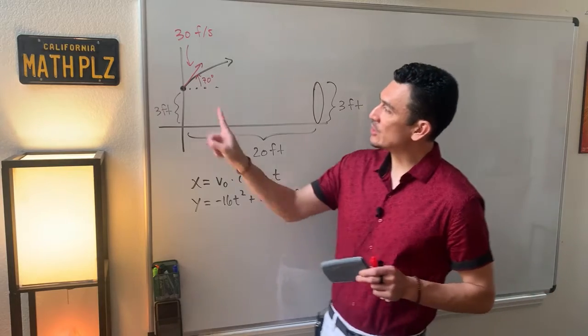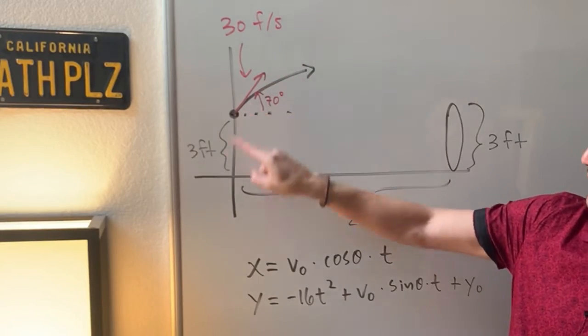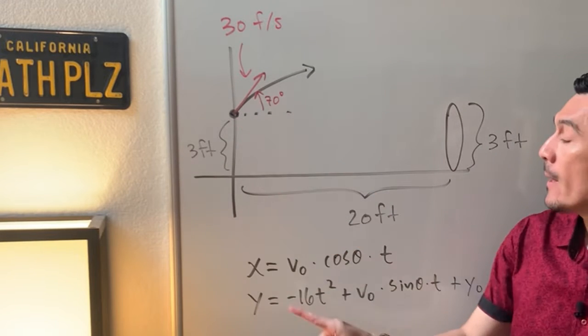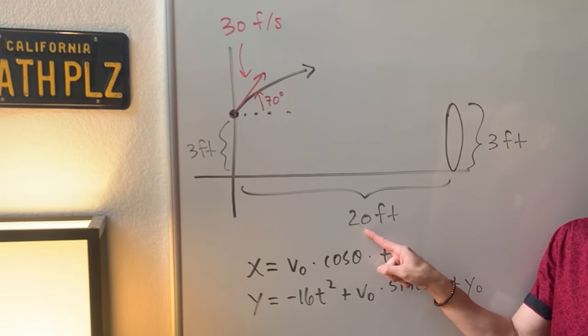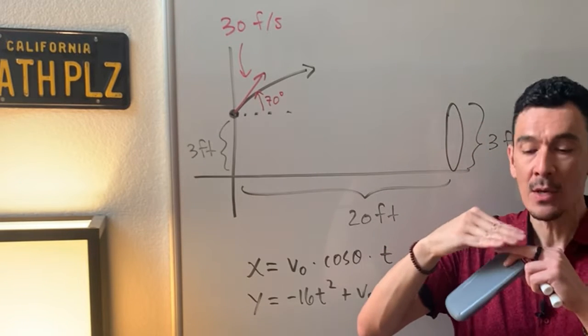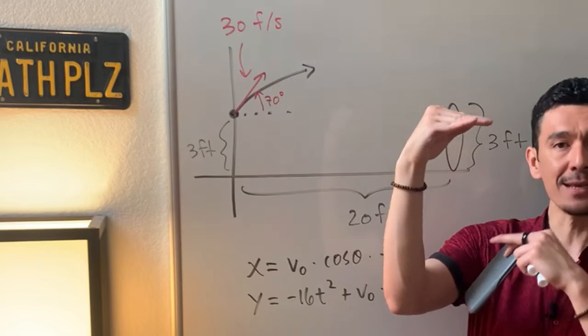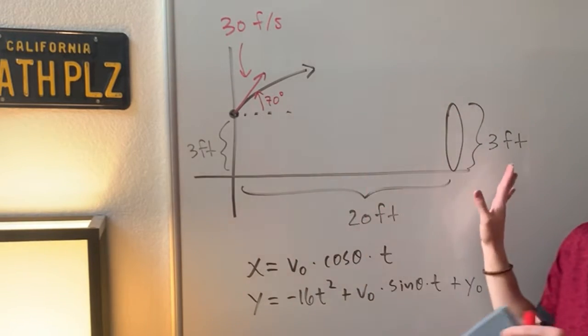So here we have a dart being thrown with this velocity at this launch angle from this initial height. And there is a dartboard this far away from us. And the dartboard has a radius of 18 inches. So the diameter is 36 inches, which is the same as 3 feet. I want everything in terms of feet.